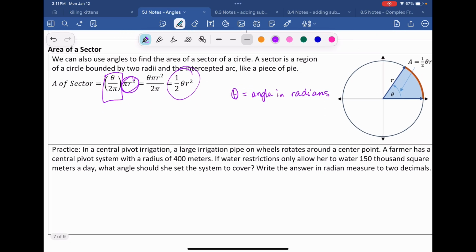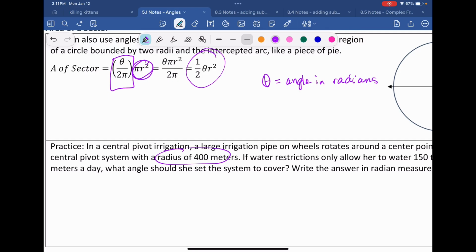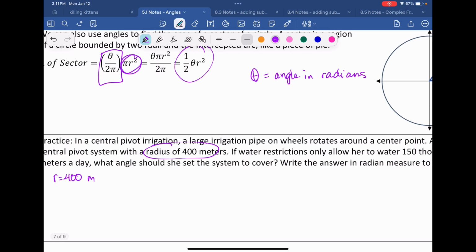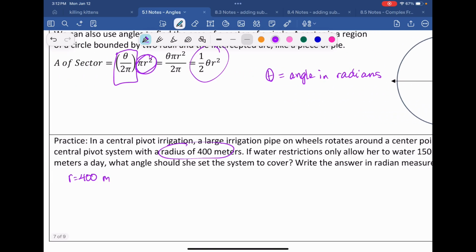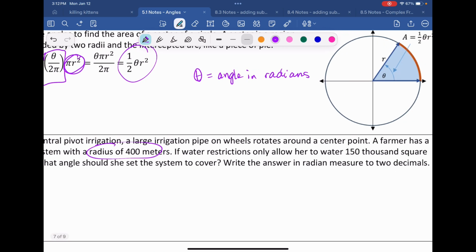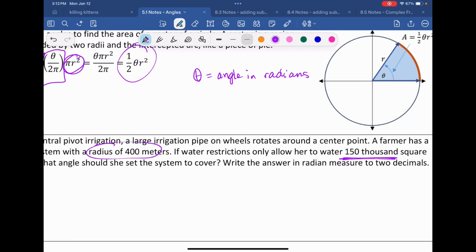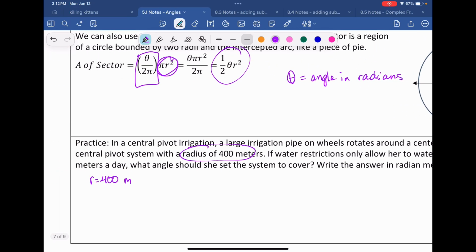All right, a central pivot irrigation pipe rotates around a center point. A farmer has a central pivot with a radius of 400 meters. If water restrictions only allow her to water 150,000 square meters per day, what angle should she set the system to cover? So this 150,000 is the area of the sector. So it's your A.